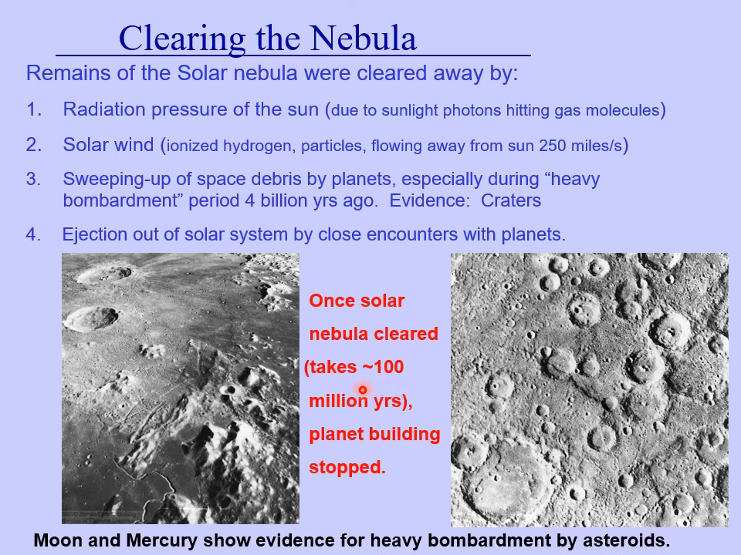But after that period of roughly 100 million years, there is no more material to make new planets, so planet building stopped relatively early in the history of our solar system. Remember, our solar system is 4.5 billion years old, so only during that first few 100 million years or so was there actually planet formation. After that, the planets were already made.